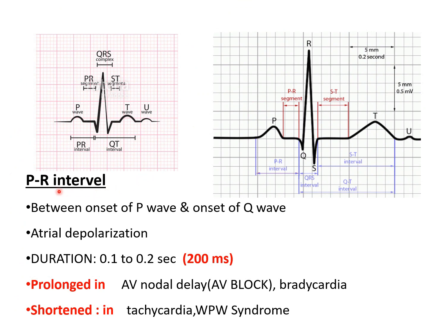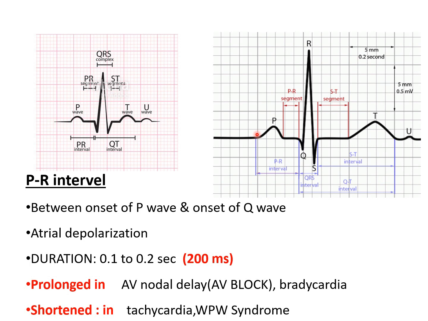Next step is checking the PR interval. The PR interval is the interval between the onset of P wave and the onset of Q wave. Normally this will be less than 200 millisecond. Okay, and if it is prolonged, if it exceeds 200 millisecond, that is telling you the action potential did not spread from the atria towards the ventricle.